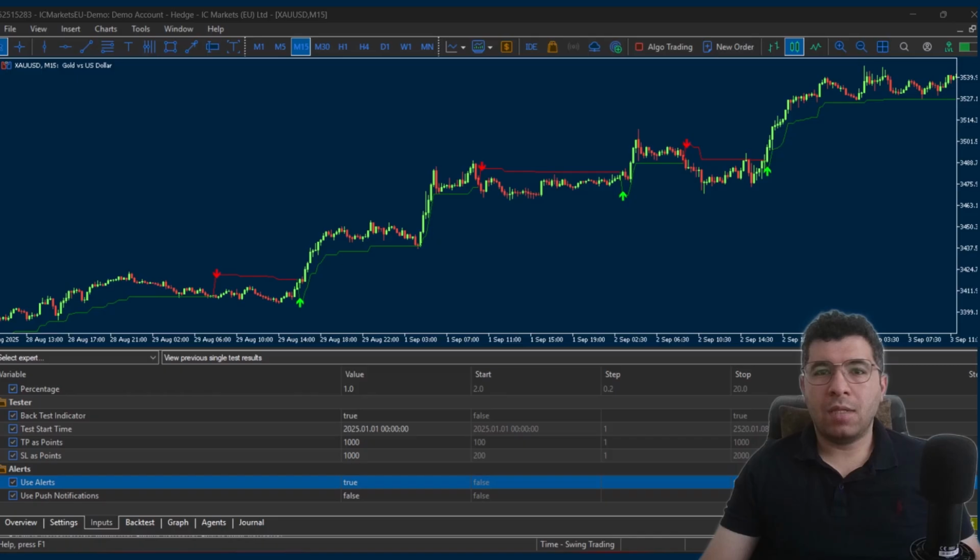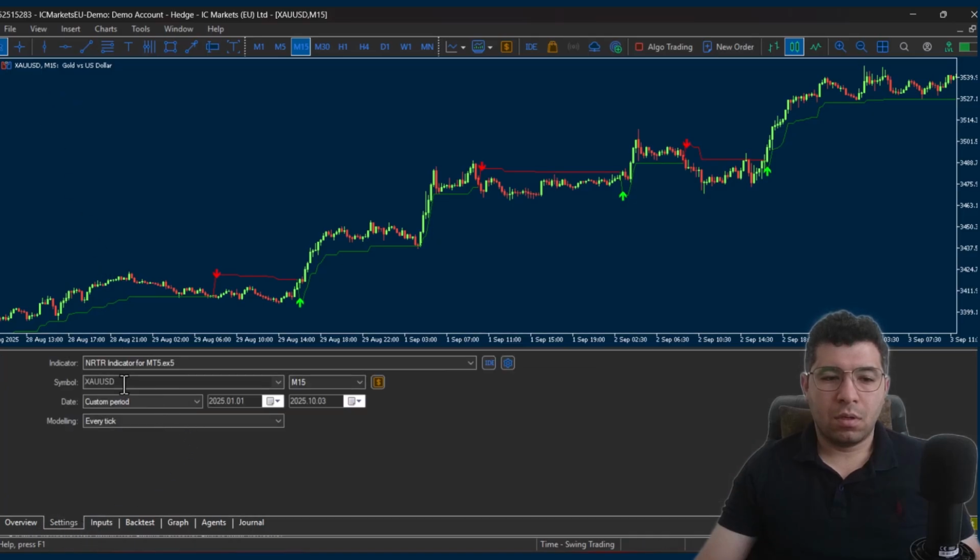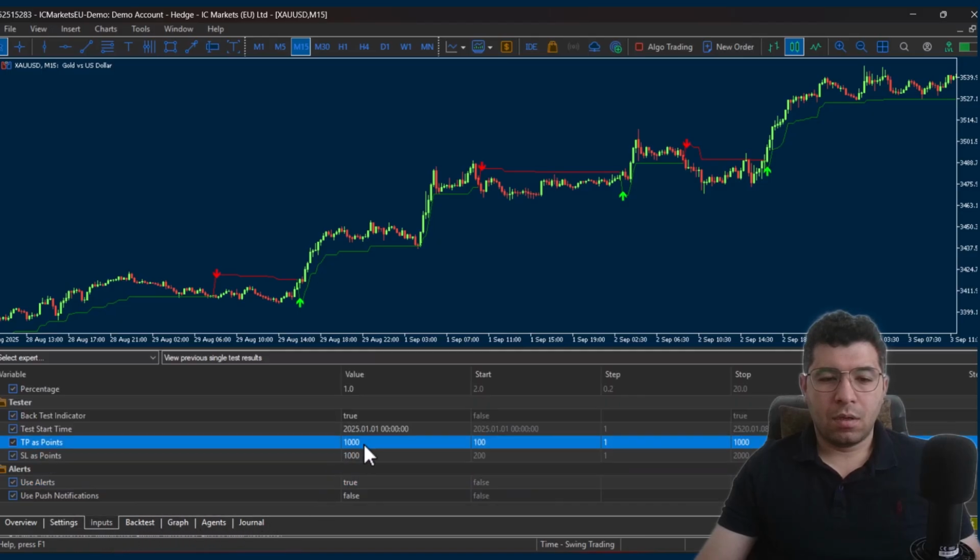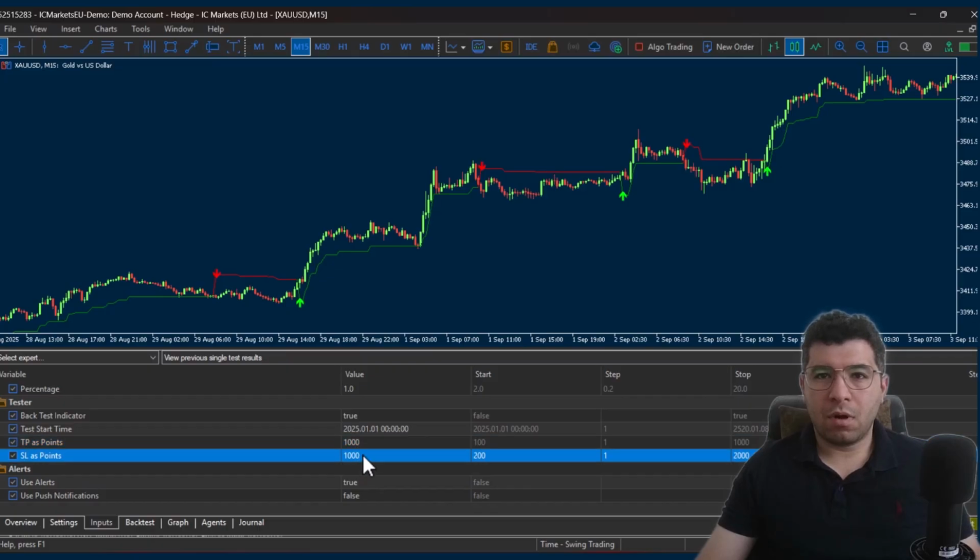So now let's test it together. These are the parameters I chose for gold on the 15-minute time frame with this indicator: $10 for TP and $10 for SL. Of course, it varies from symbol to symbol and time frame to time frame.